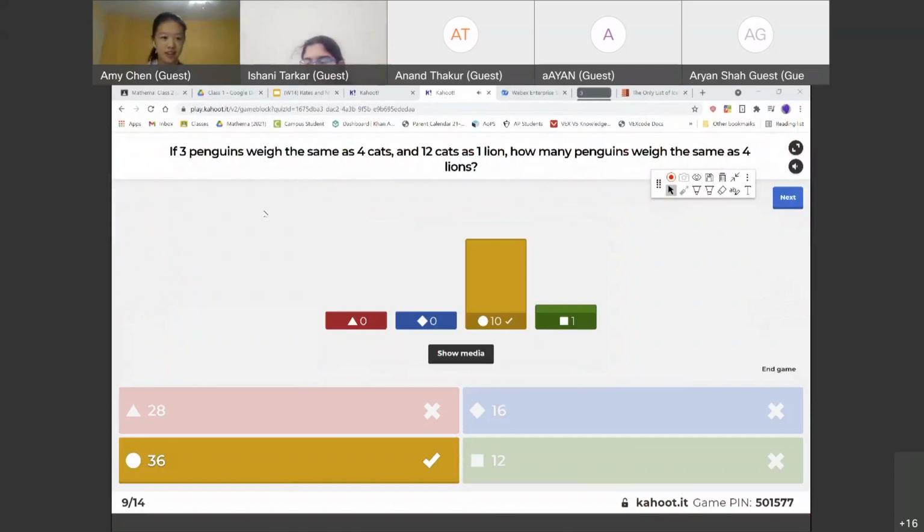Oh wow, almost all you guys got it right. So for 4 lions, it would be 48 cats. So 48 cats would be 3 times 12 penguins. So 36 penguins.